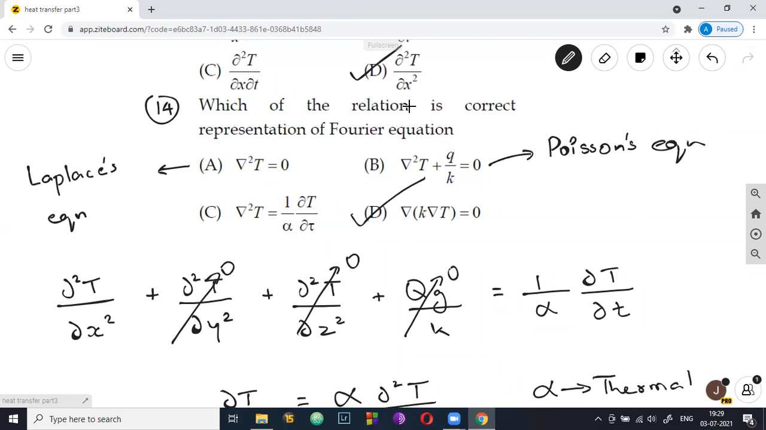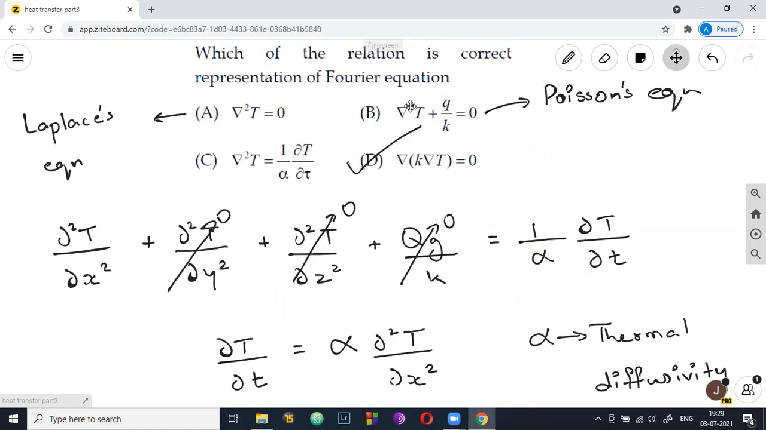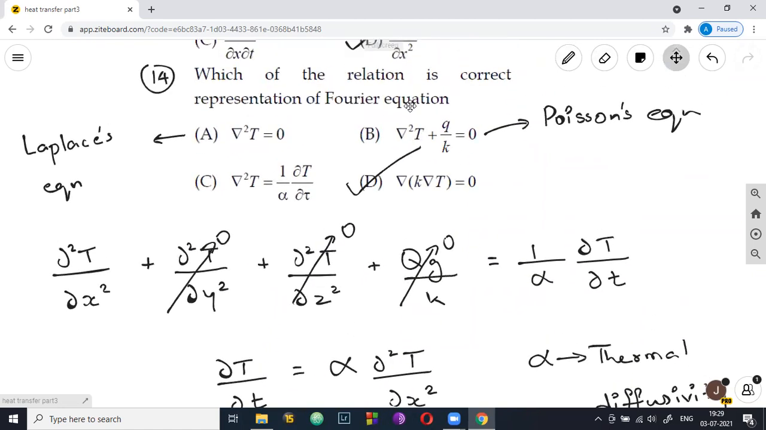Got the idea? So remember, del square T equal to 0 represents what? Laplace's equation. Del square T plus q, this small q stands for heat generation here. The representation that I used was qg. The small q that they're representing here stands for heat generation. My notation and theirs are not matching. That's the only thing happening here.